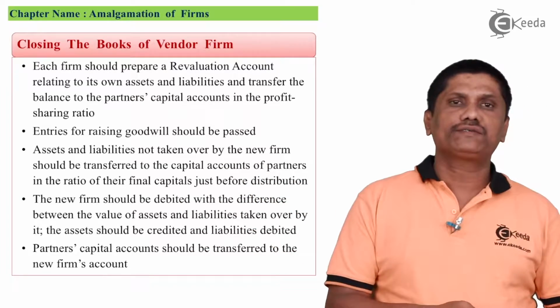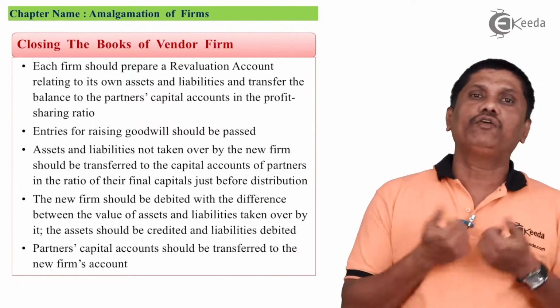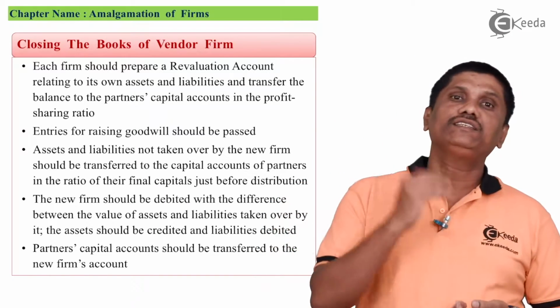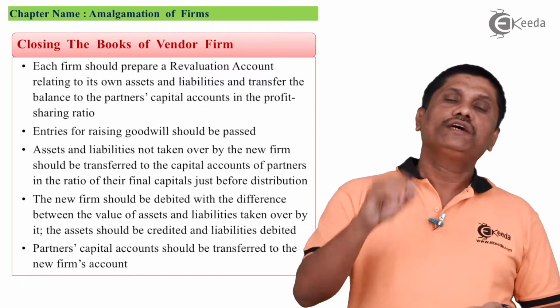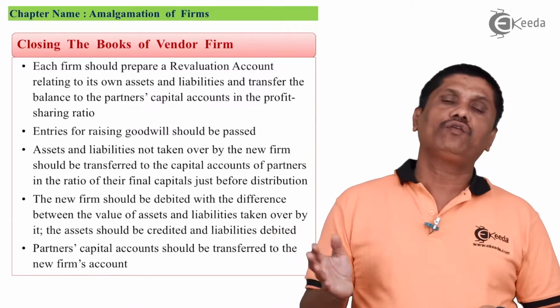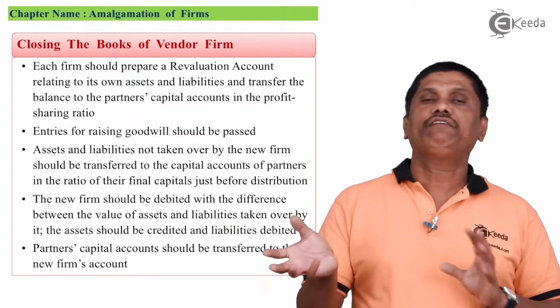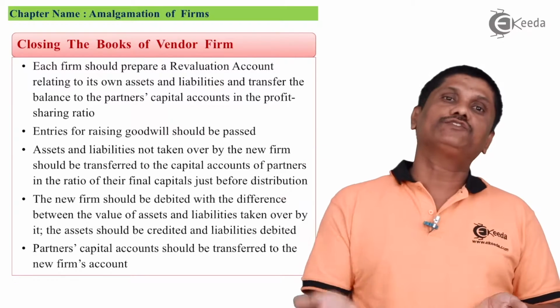Reverse entry will be passed when there is a decline in the value of assets or increase in the amount of liability. When there is a decrease in the value of assets and when there is an increase in the value of liability, in both the cases we are at a loss. So your entry will be revaluation account debit to asset account and to liability account. So your overall assets and liabilities will get revalued, and after getting revalued, they will get transferred to the new firm.